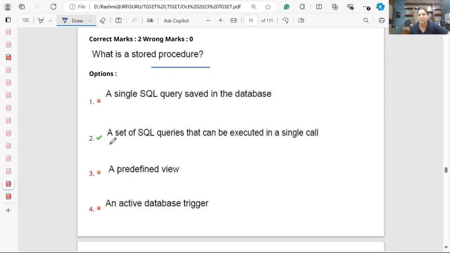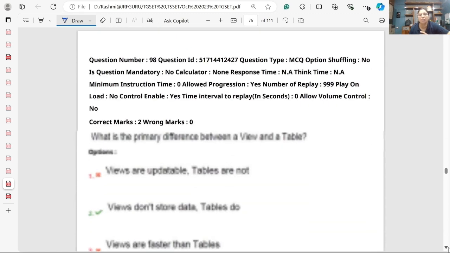What is a stored procedure? A set of SQL queries that can be executed in a single call is called a stored procedure. A single SQL query, no. A predefined view is a different concept. An active database trigger is also a different concept.